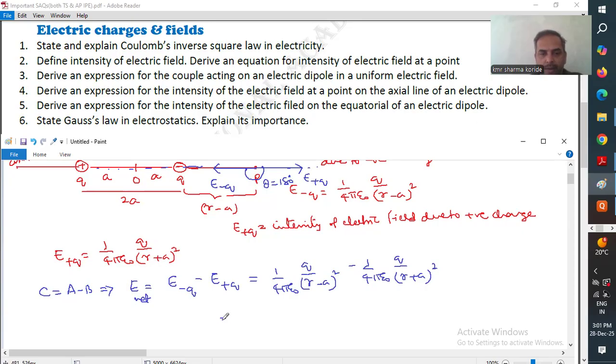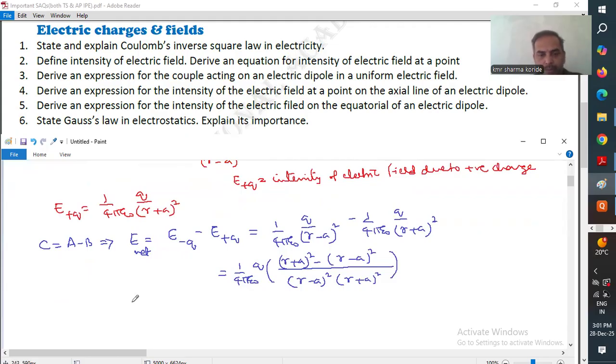Now take out the common 1 by 4 pi epsilon naught q. So you'll get r minus a whole square and r plus a whole square in the denominator. At the numerator, taking the LCM, you'll get r plus a whole square minus r minus a whole square. So, continuation, 1 by 4 pi epsilon naught.